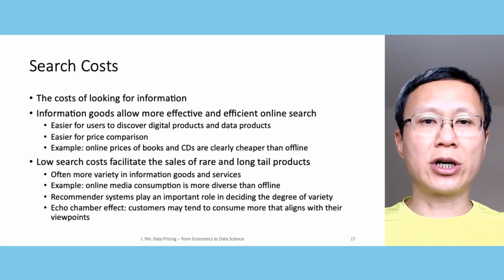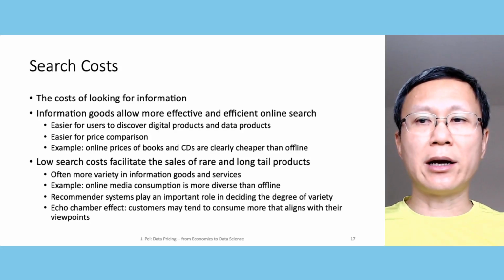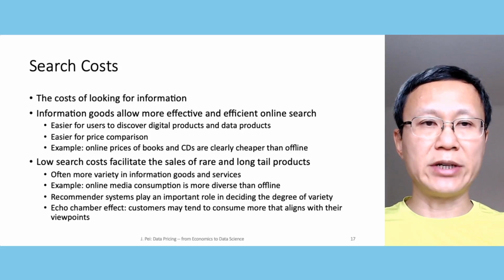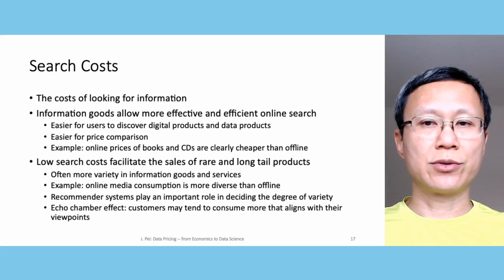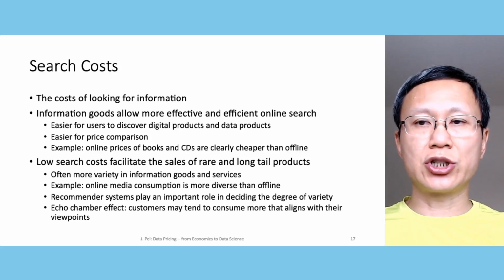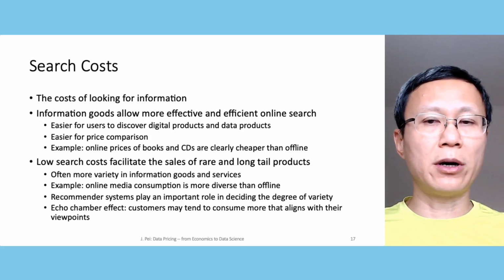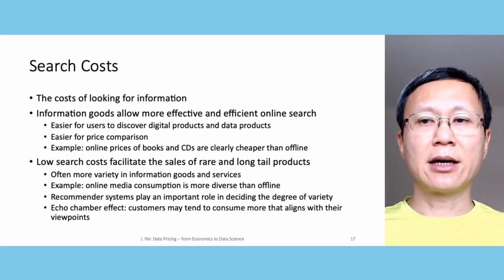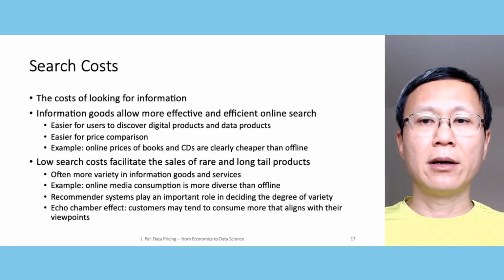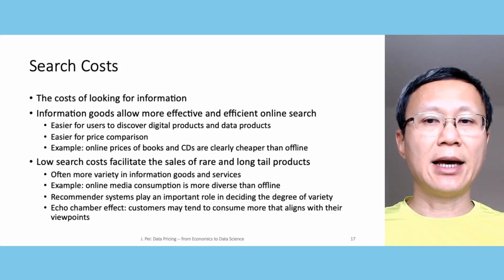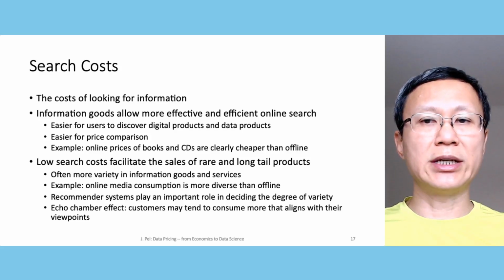Let's first look at search costs. Search costs are the costs of looking for information, which are incurred in any information collection activities. Information goods allow more effective and efficient online search. The consequent low search costs facilitate users discovering digital products and datasets, as well as comparing prices of similar products and services. For example, Brynjolfsson and Smith show that online prices of books and CDs are clearly lower than offline, though the price dispersion, however, does not shrink accordingly.